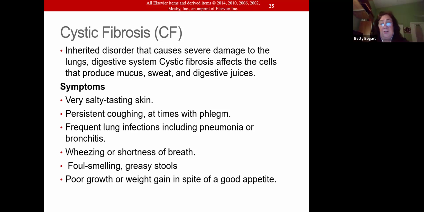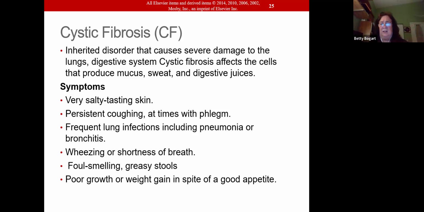Like, don't ever hold a salt shaker from a cystic fibrosis child. They're losing it. I don't care. Give them a salt shaker. They can have it. Now, what is cystic fibrosis? There are two organs affected, multi-organ. It's the lungs and the small intestines.